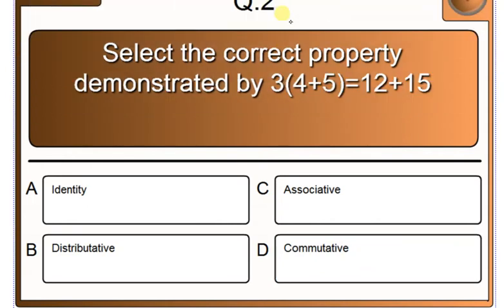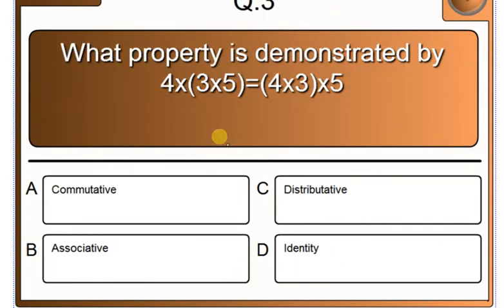All right, let's try another one. Which property is demonstrated here? 3 times the quantity 4 plus 5 equals 12 plus 15. Is it identity, distributive, associative, commutative? Let's think. If you said distributive, you are right. Excellent.